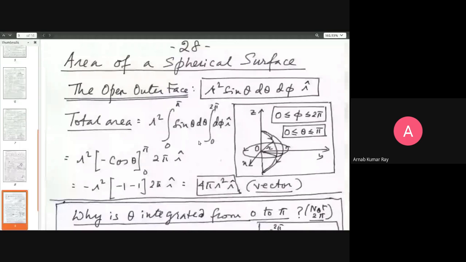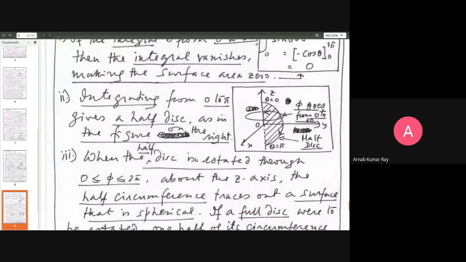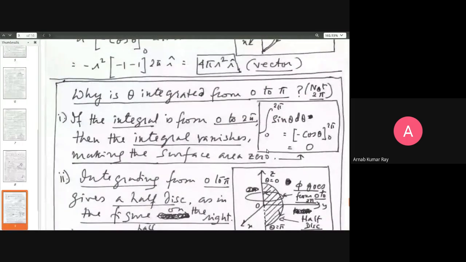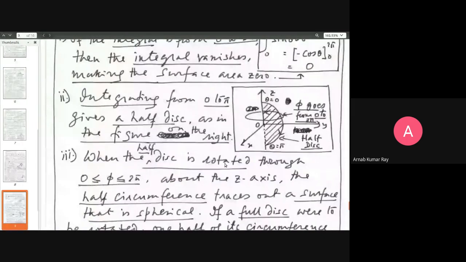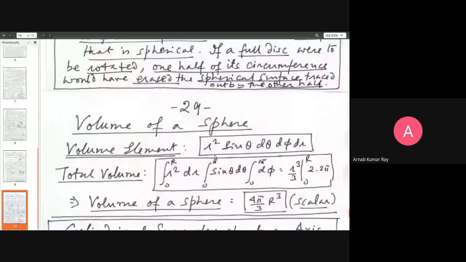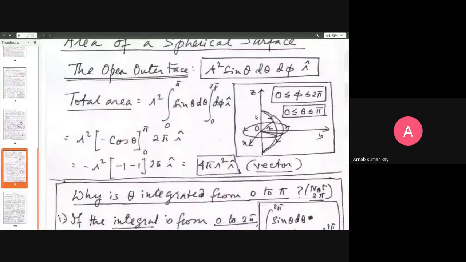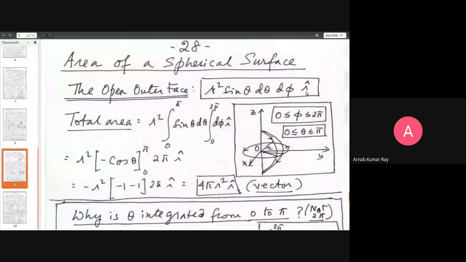If you don't do that, then there will be mistakes in your calculation. I gave some reasons for that, some algebraic, some geometric. Anyway, the last topic to take up is this. As I said, the open outer face has the area element r squared sine theta d theta d phi r cap as it goes out this way.